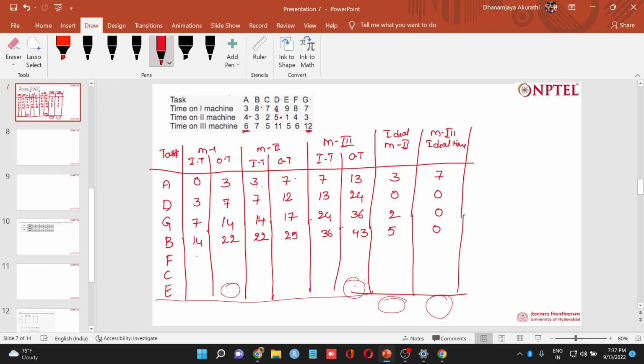And total elapsed time is the time we get to complete the last job, that is the total elapsed time. Are there any doubts?